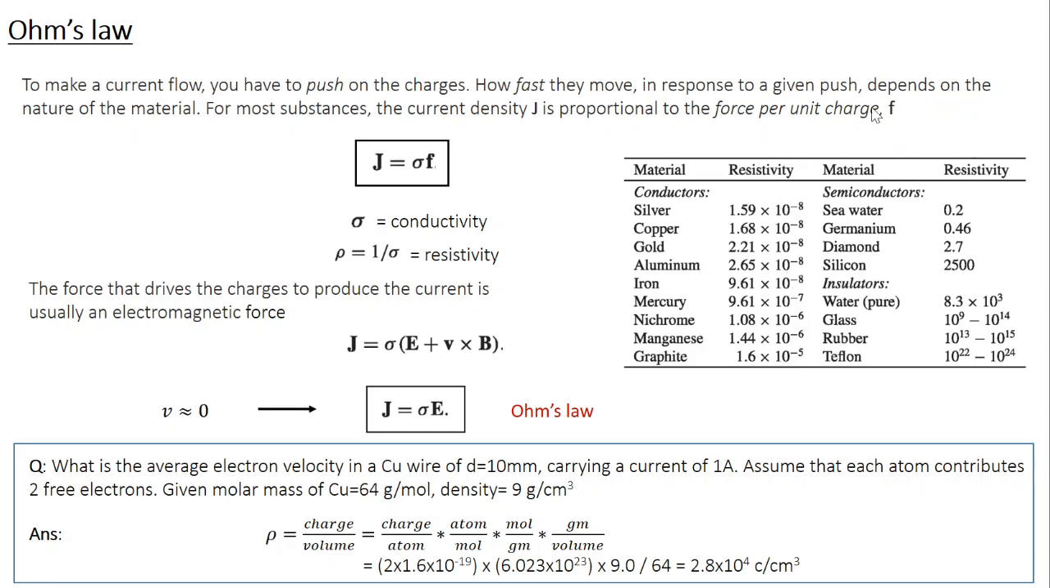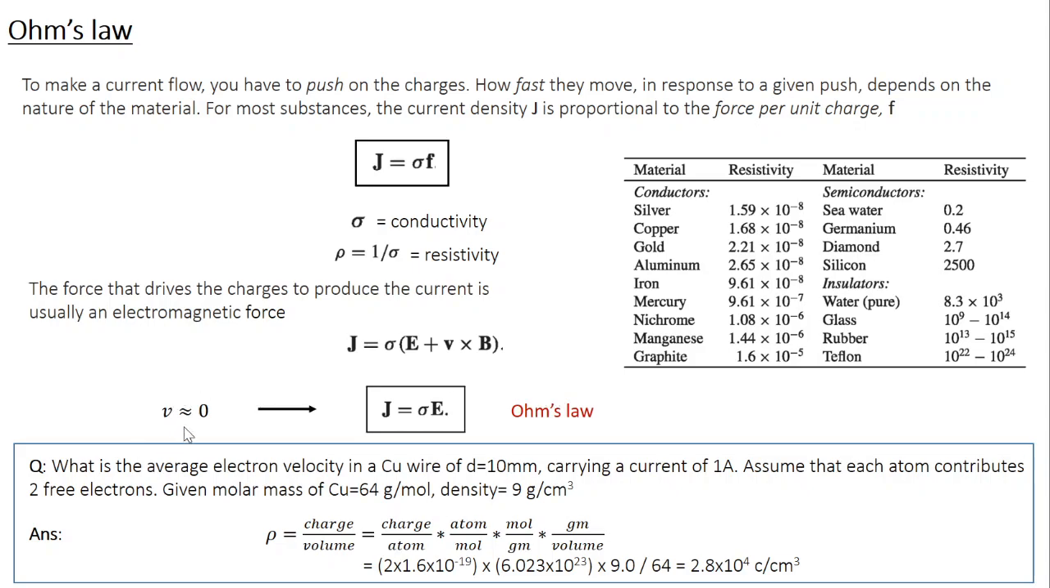Now the force which we are talking about here could be anything. It could be a chemical force or a mechanical force, but let's stick to a specific type of force, the electromagnetic force. In this case, the current density can be written as sigma multiplied by E plus v cross B. Now in the case of a current carrying wire, the velocity of charges is extremely low. So you can neglect this term and write J equal to sigma times E. This is the fundamental form of Ohm's law.